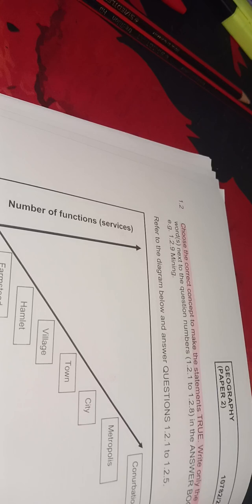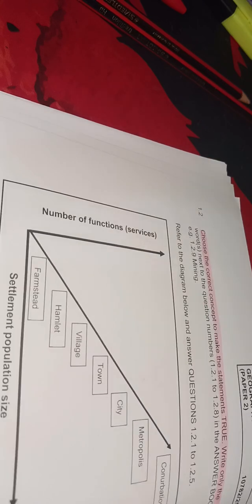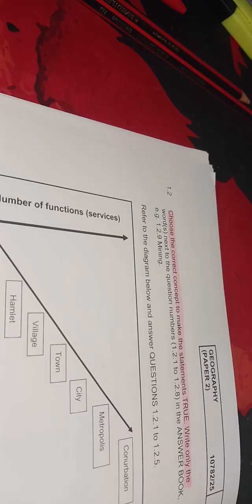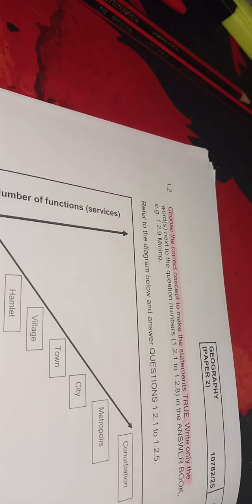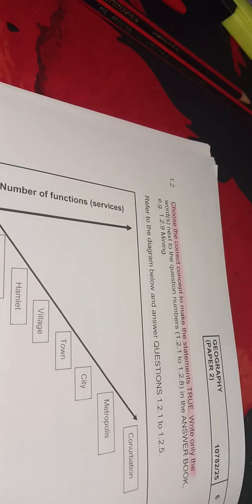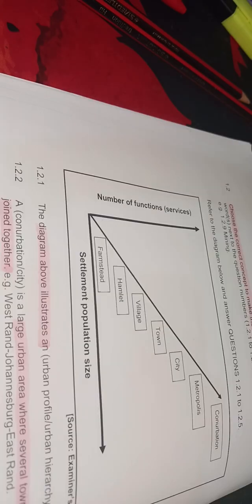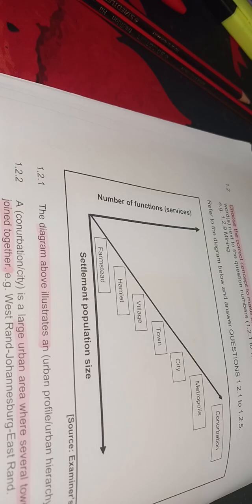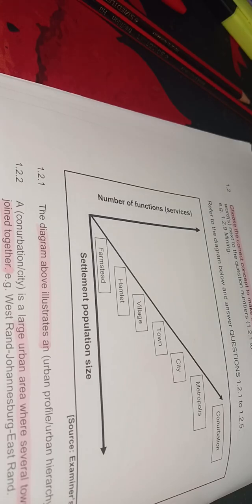1.2, what do we have here? We have to choose the correct concept to make the statements true. So what do we have here, guys? Urban hierarchy. That's what we have here. What is urban hierarchy?